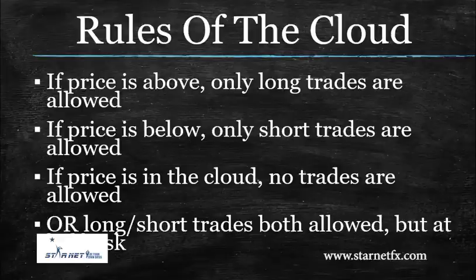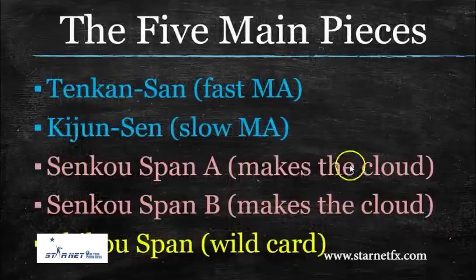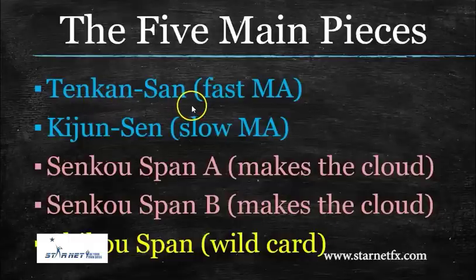So those are your basic rules of the Kumo cloud. So now that we've covered this part here, let's cover this part up here, because this talks about where and how you actually make those entries. You have the faster moving average, and you want it to cross the slower moving average. So let's talk about this and let's take a look at this.